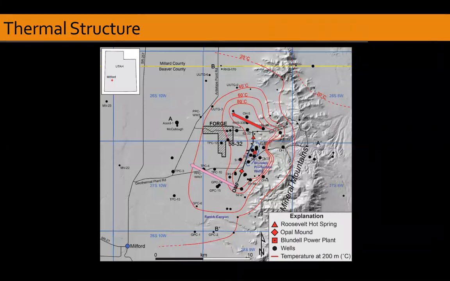Representation of heat flow is portrayed as isotherms at 200 meters depth in this map, and then in the next slide at 2 and 3 kilometers depth. These maps provide a three-dimensional understanding of the thermal structure around Utah Forge. The hottest temperatures are associated with the Roosevelt Hot Springs hydrothermal system. The shapes of the isotherms here indicate outflow basinward around the north end of the Opal Mound Fault. Additional minor outflow occurs around the south end of the Opal Mound Fault.